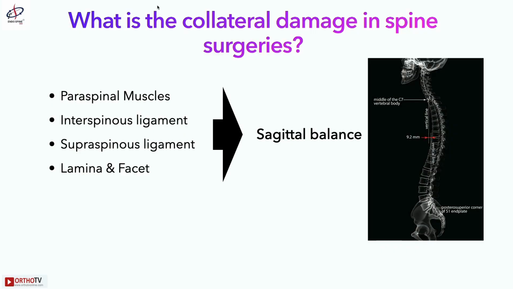So what is the collateral damage in spine surgery? In normal conventional spine surgery, you are prone to damage the paraspinal muscles, the interspinous ligaments, the supraspinous ligaments, the lamina and the facets. These are very important for maintaining the sagittal balance of the spine. So you are constantly questing to do this minimal damage, and that's how endoscopic spine surgery has started.